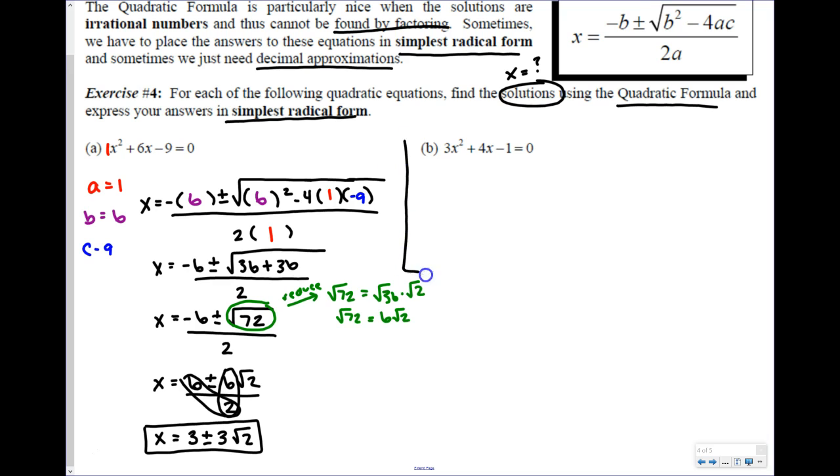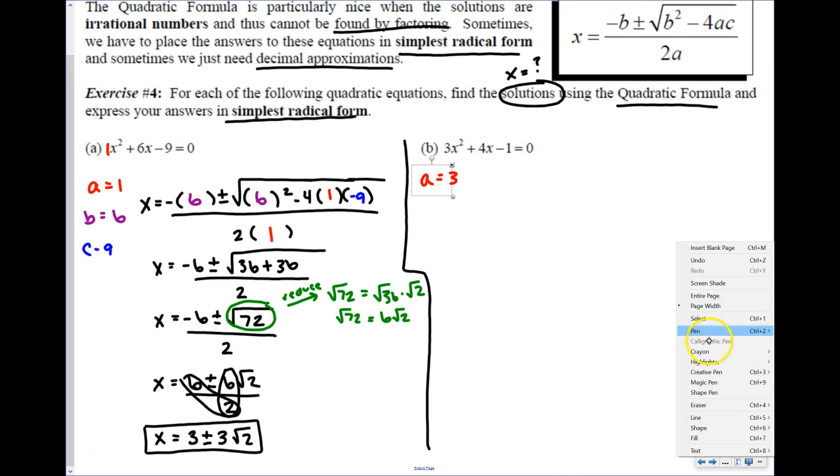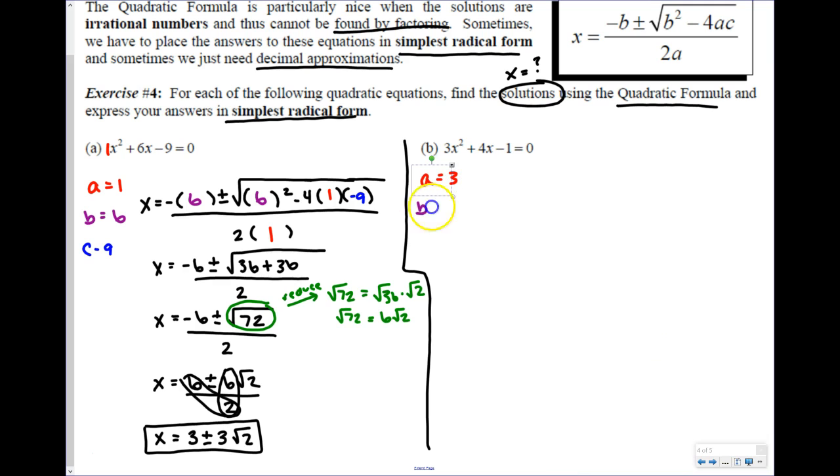For letter B, same thing. Going to find A, B, and C. A here is a positive 3. B is positive 4. And C is negative 1. Now I'm going to plug them into my formula.